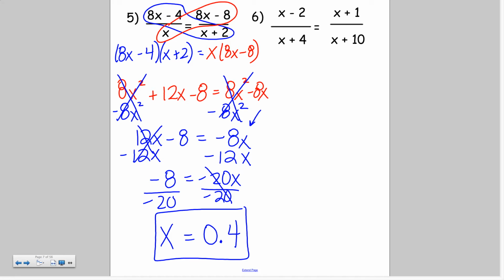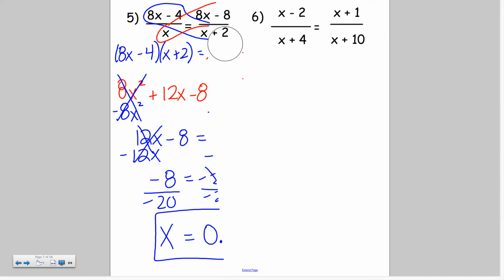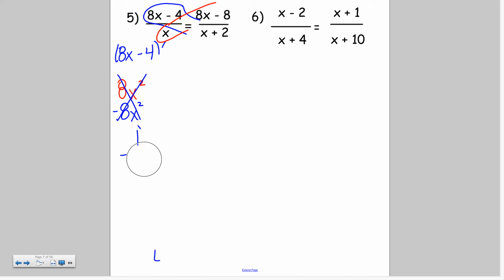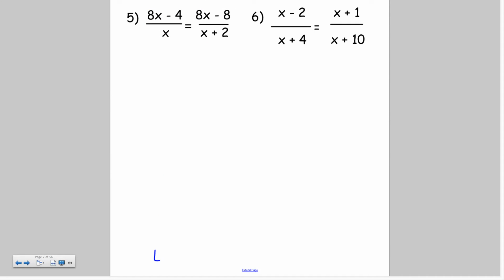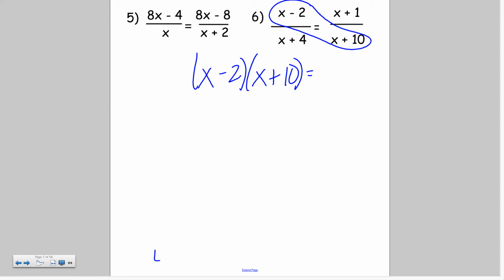You'll notice you're going to have a binomial and binomial twice, so you're going to have to do the box or FOIL twice. Alright, I'm going to erase number 5 so we have some room. Alright, so let's see, we've got x minus 2 times x plus 10. We've got x plus 4 times x plus 1. So I'm going to box or FOIL both sides because of the binomial times the binomial.